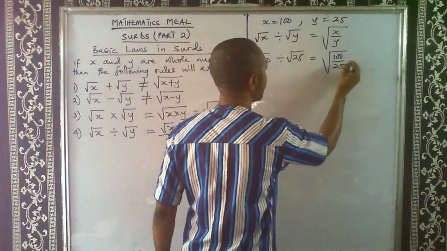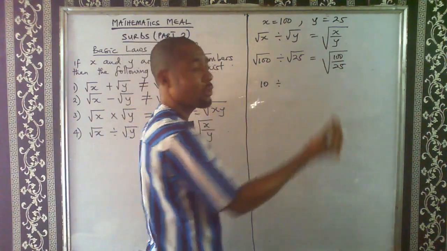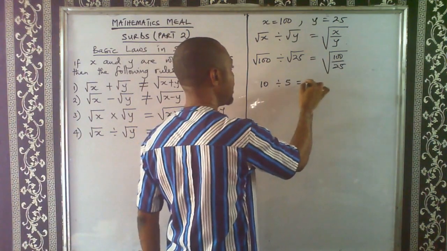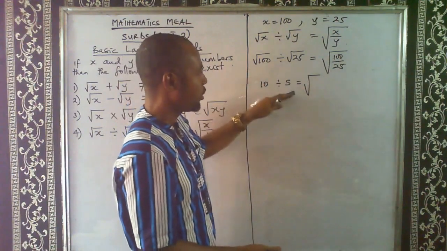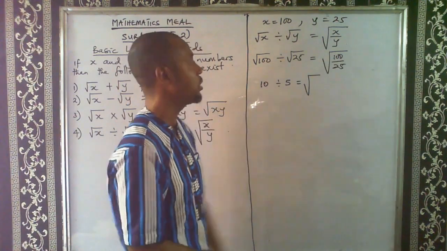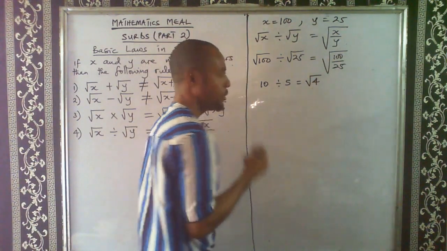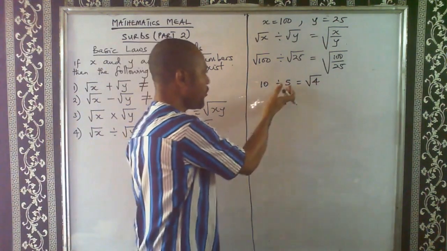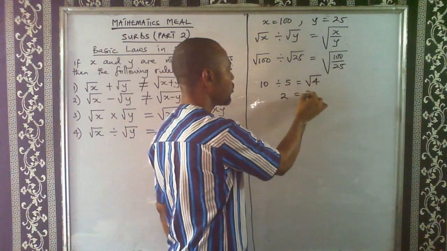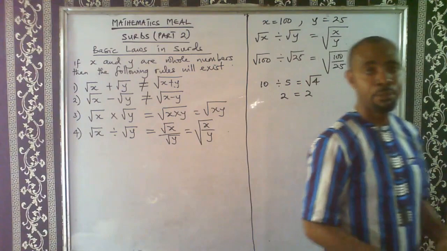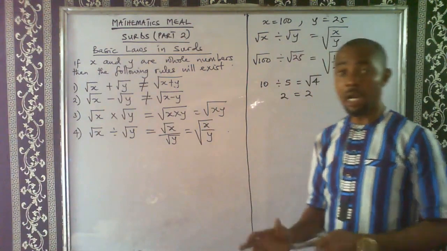100 divided by 25. Now what's square root of 100? That's 10 divided by square root of 25, which is 5. You know, we are finding square root first before division. Here we want to divide before finding square root. So when 25 divides 100, we are going to have square root of what? 4. Beautiful. So when 5 divides 10, 10 divided by 5 will give me what? 2. And square root of 4 is what? Is 2. Beautiful.